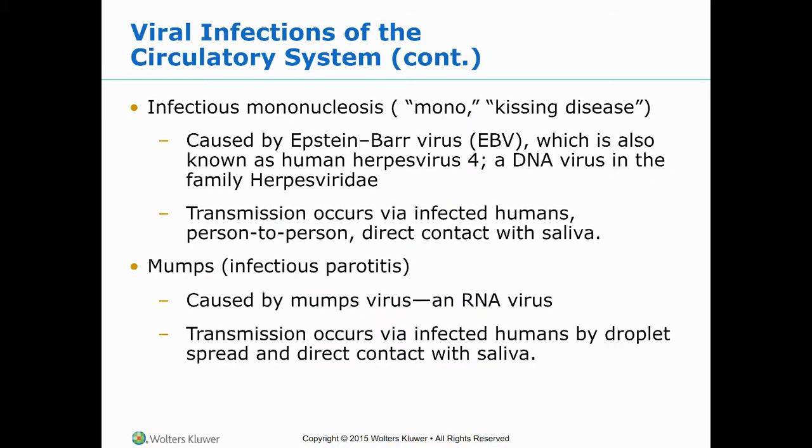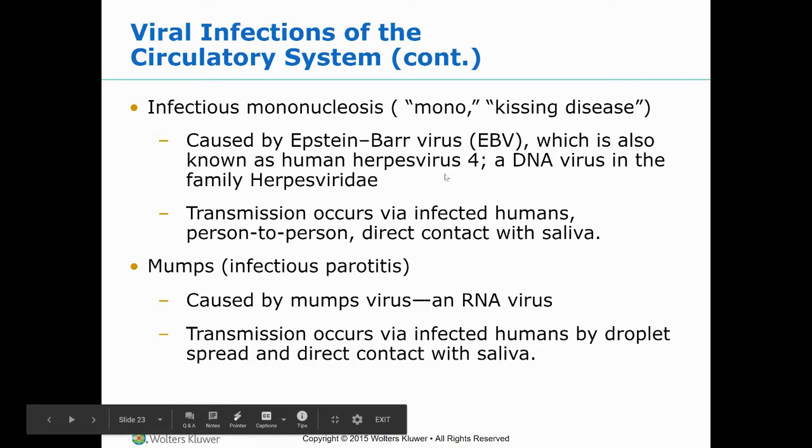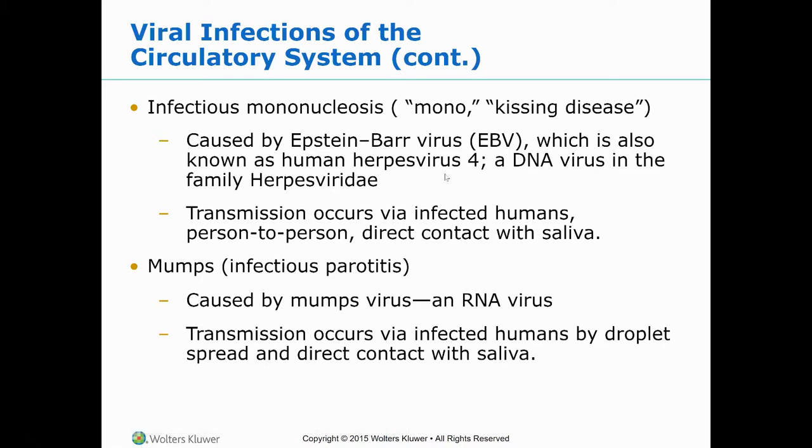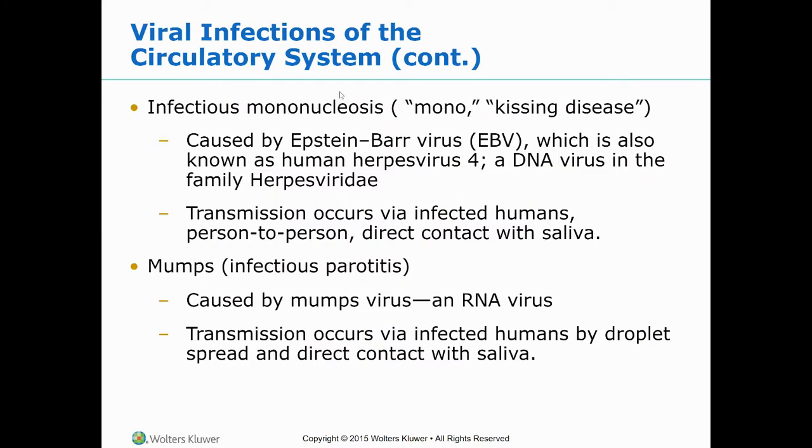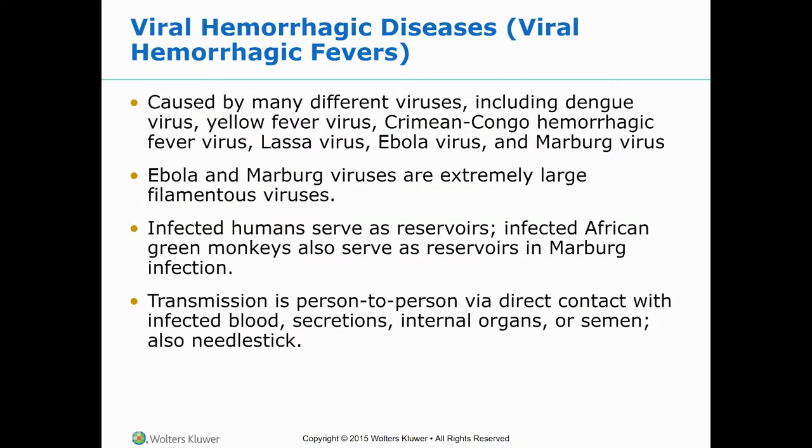Now, another one we're going to talk about is mononucleosis. This is caused by the Epstein-Barr virus, which is a type of herpesvirus as well, and so it is a DNA virus. It mostly comes from person to person, usually direct contact through saliva. Mumps is another one. This is a child with mumps here. It is an RNA virus caused by the mumps virus, and again it spreads mostly by direct contact.